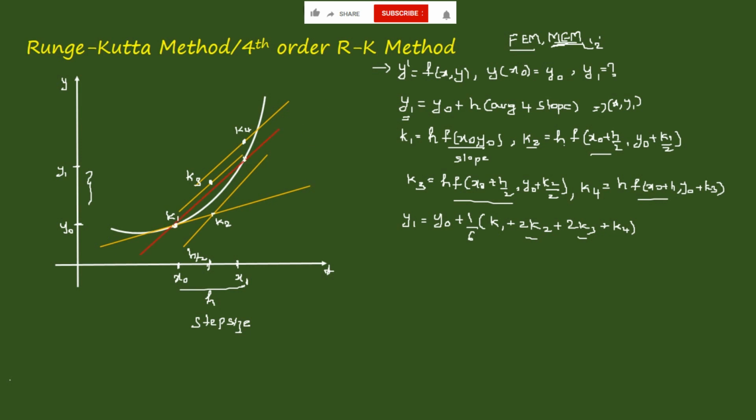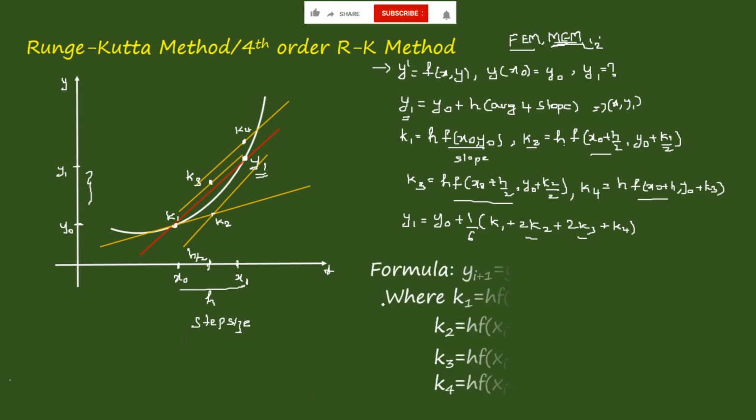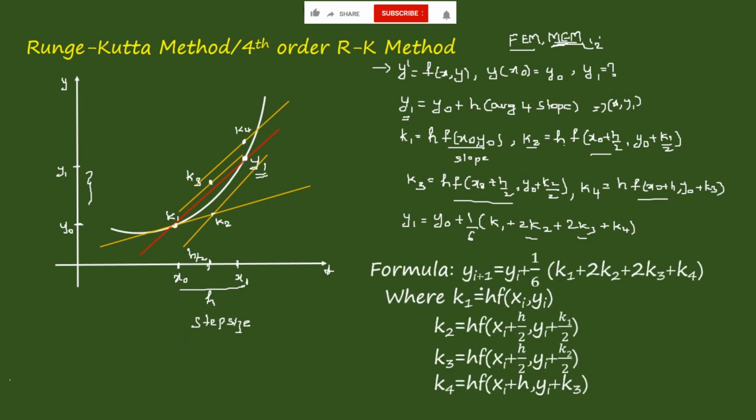So we'll be getting the exact value of y1 here. This is nothing but a Runge-Kutta method. So the formula, just note it down. The formula is y(i+1) is equal to y(i) plus 1 by 6 into (k1 plus 2 times k2 plus 2 times k3 plus k4).